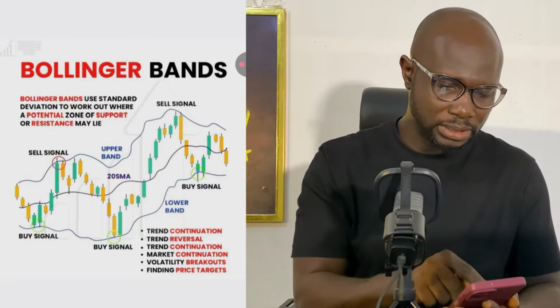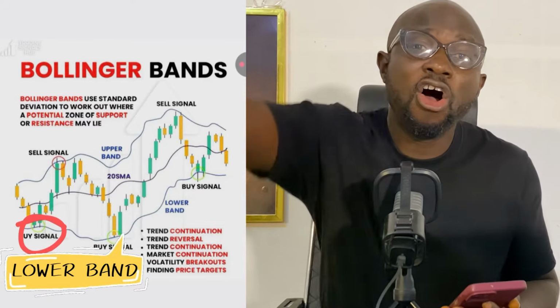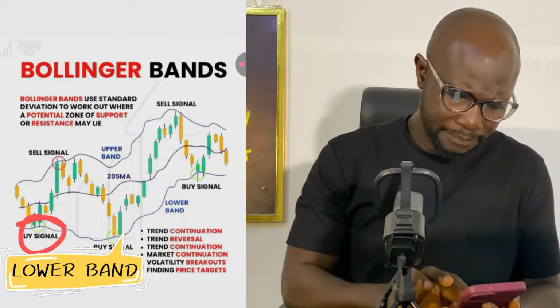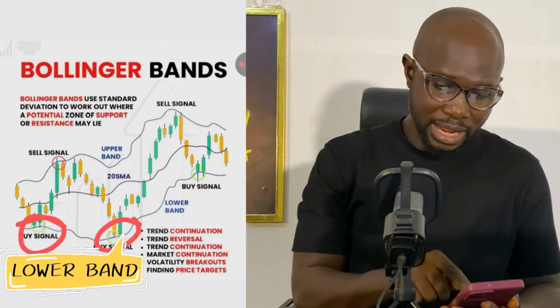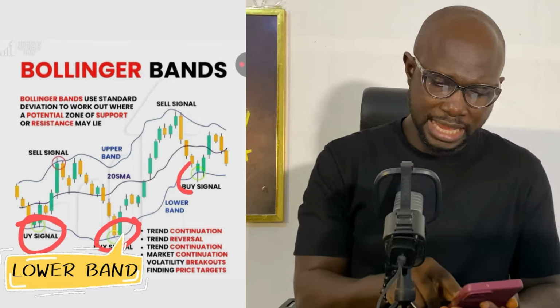So let me give you the simple Bollinger Band idea. When price gets to the lower band, traders often anticipate an upward move. And what happened here? Upward move. Including here, when the price gets to the lower band, what happened? Upward move. Also here, what happened?